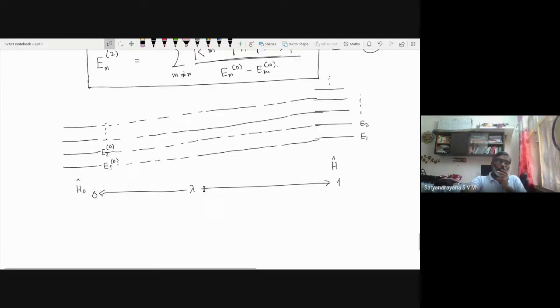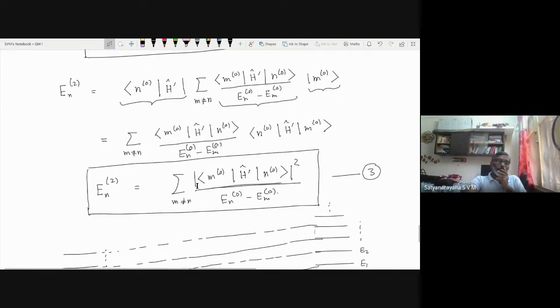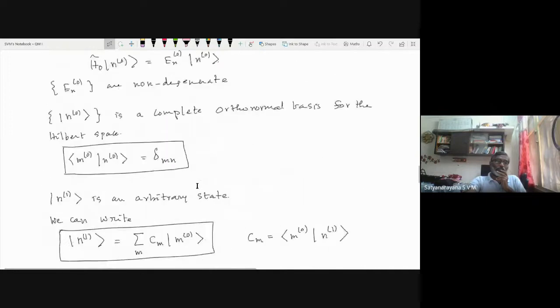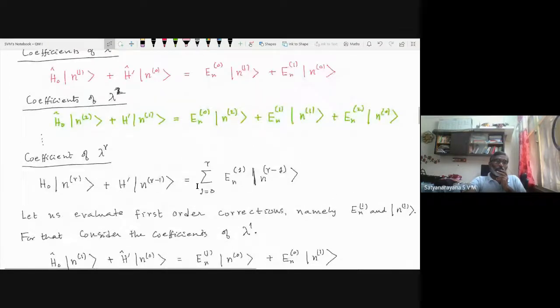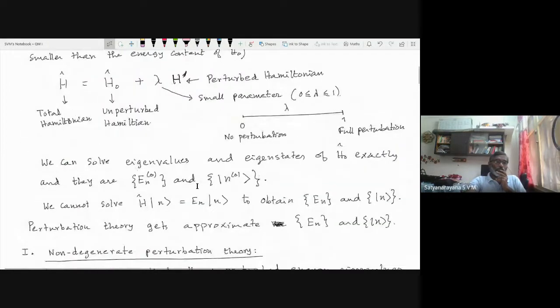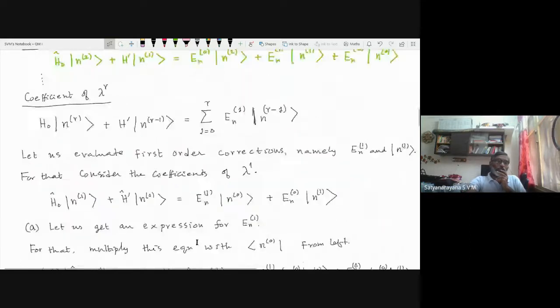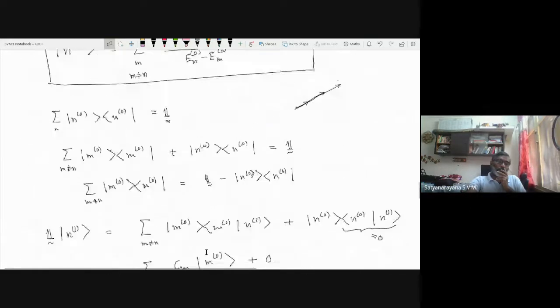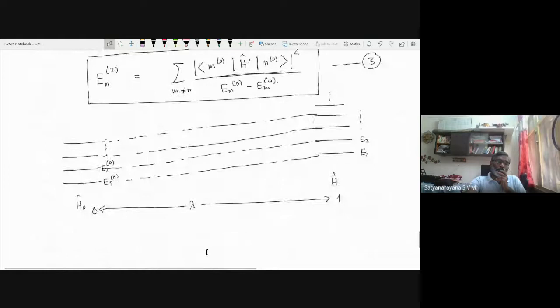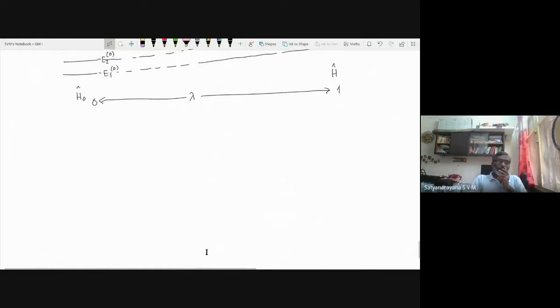Okay, so let me just present my next topic. We will present the next theory, and then we will do some examples in the next class. So the next theory is what we call degenerate perturbation theory.